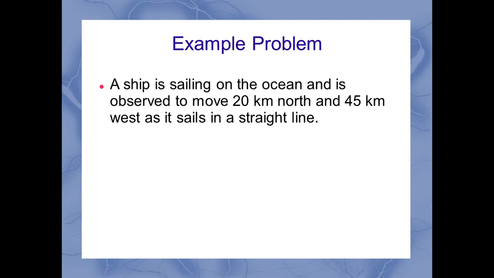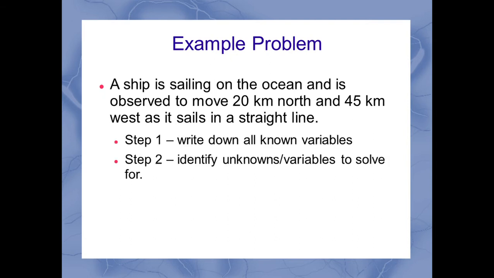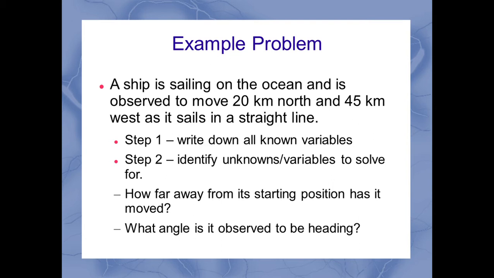So let's say a ship sailing on the ocean, and it goes 20 kilometers north, 45 kilometers west as it sails in a straight line. We're going to look at that displacement. So as we do that, write down everything you know, identify any knowns or unknowns that you're trying to solve for, and we're trying to figure out how far it's moved, and what angle is it moving.